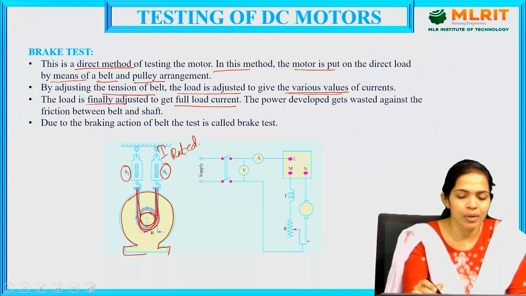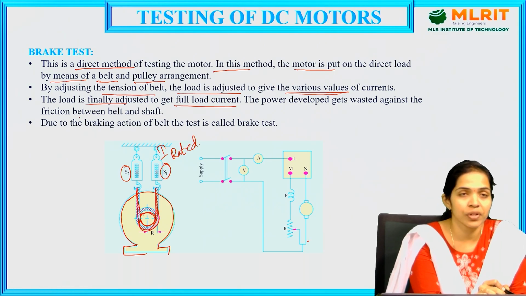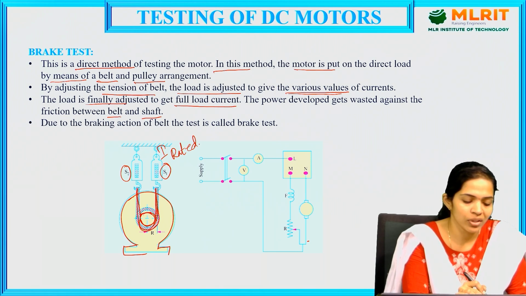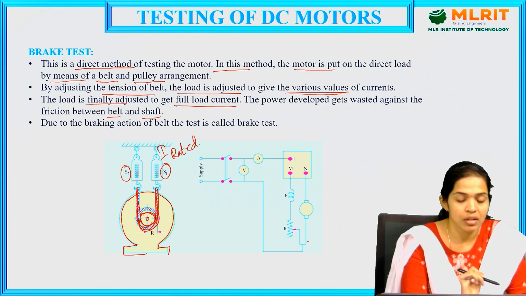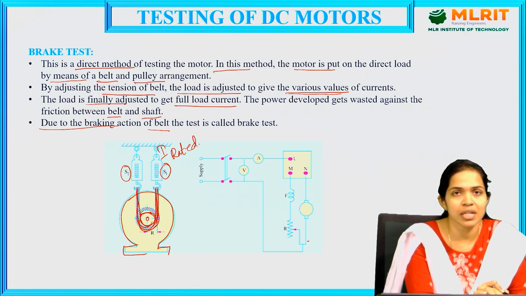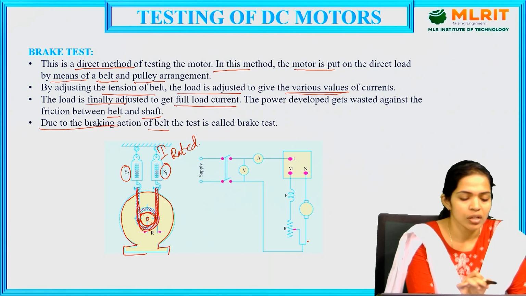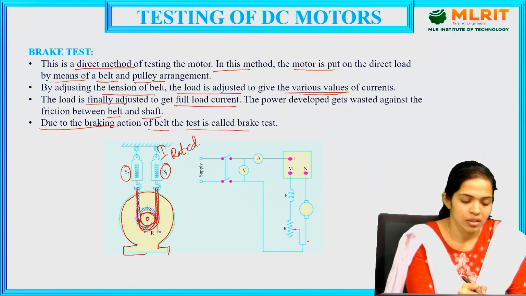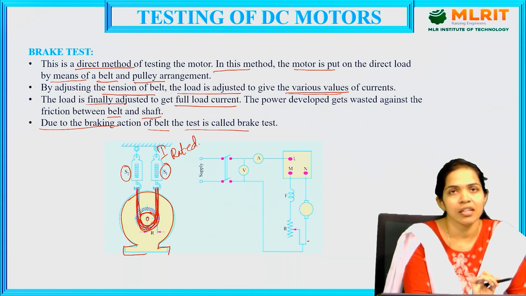The power developed gets wasted against the friction between the belt and the shaft. So here some amount of power is being lost in the form of friction between the belt and the shaft, which is there for the motor due to the braking action of the belt. Braking action is nothing but the loading of the motor. This test is called the brake test. It is named after the loads which are applied in the form of a brake to the motor.